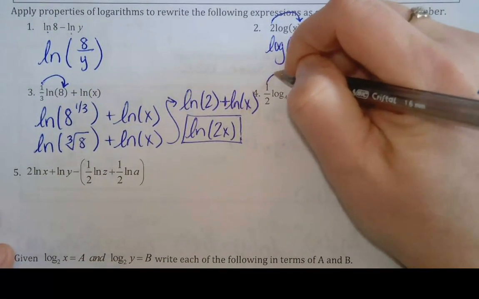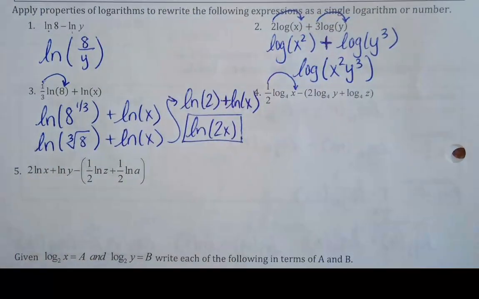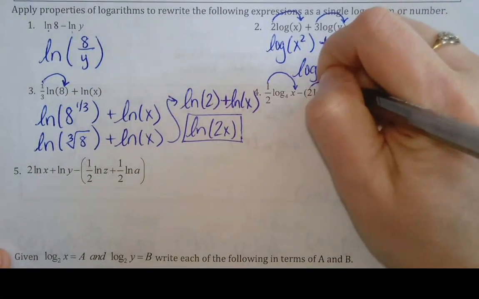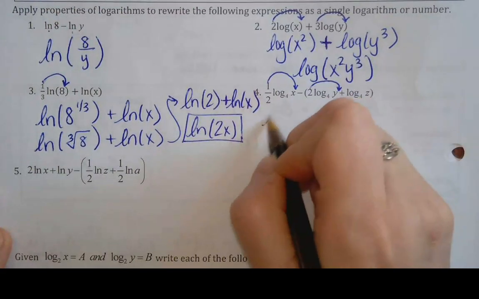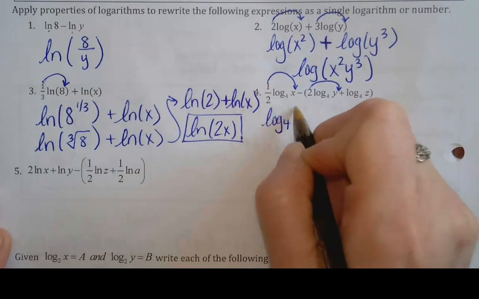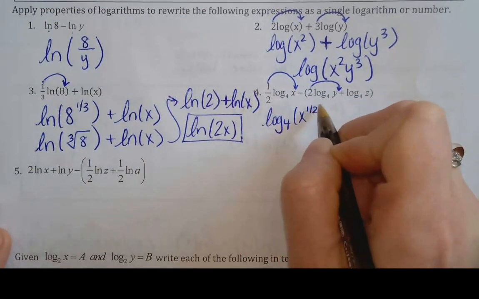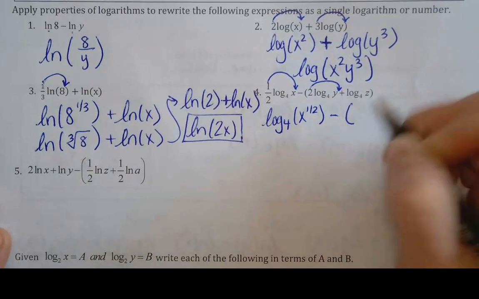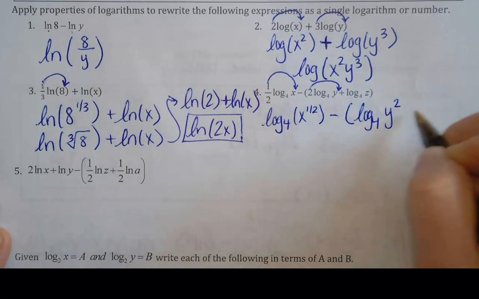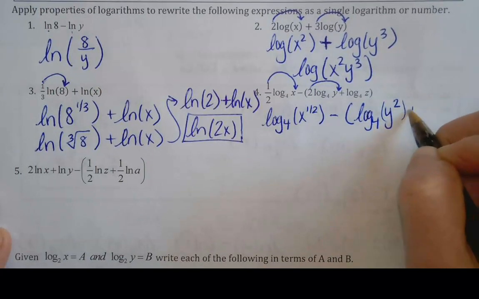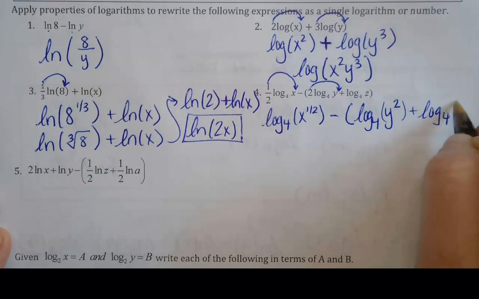I know this 1/2 is going to impact just its log, so just x. This 2 should impact only its y. So only that. So you know what? Let's just write that. Log base 4 of x to the 1/2 minus parentheses log base 4 of y squared plus log base 4 of z.